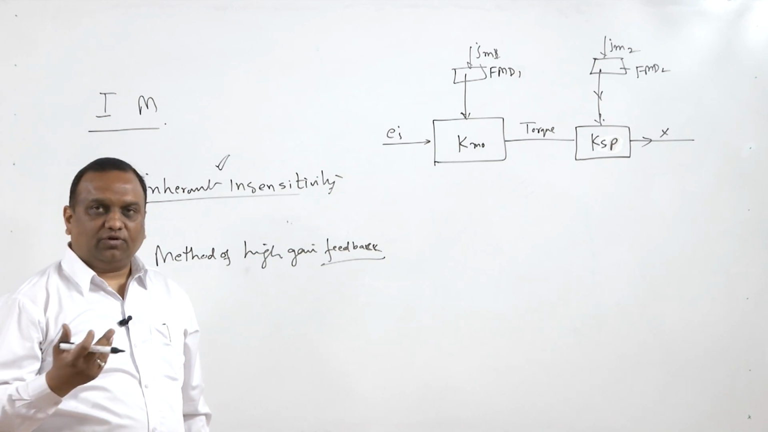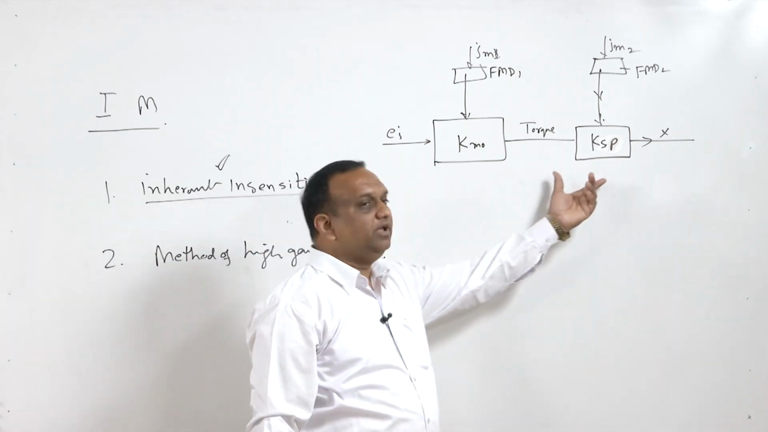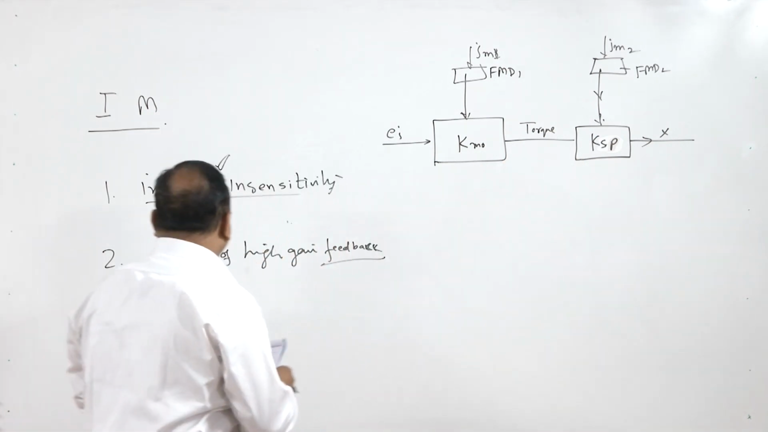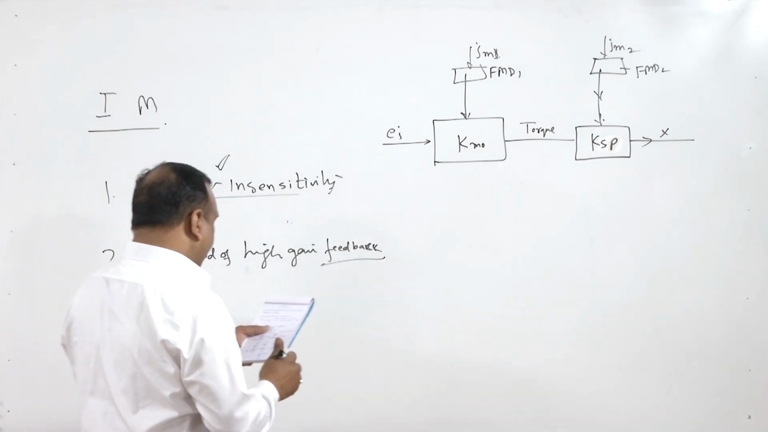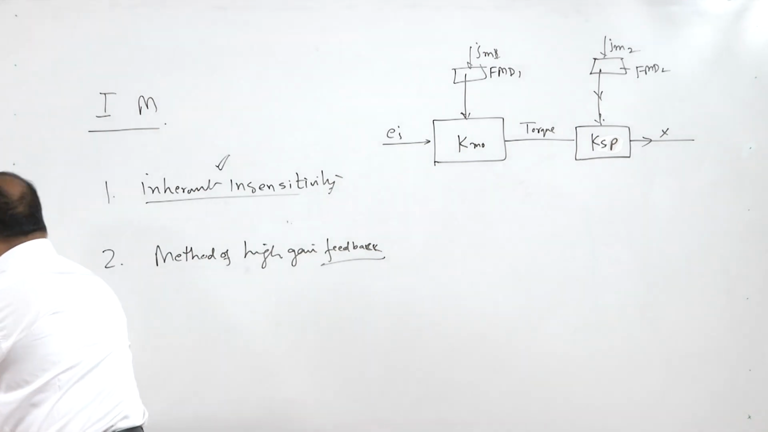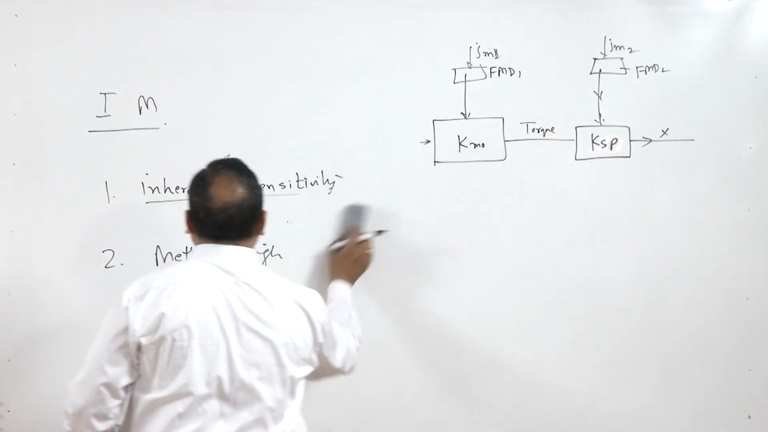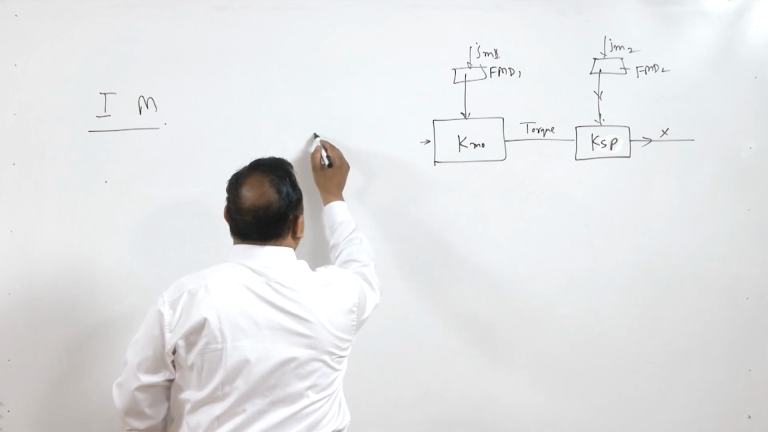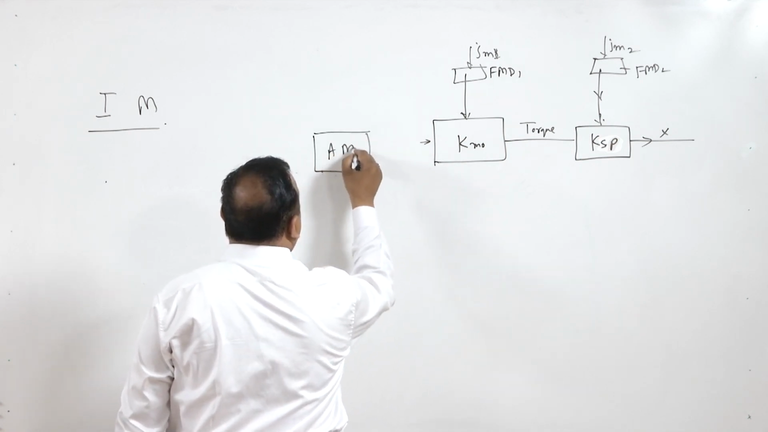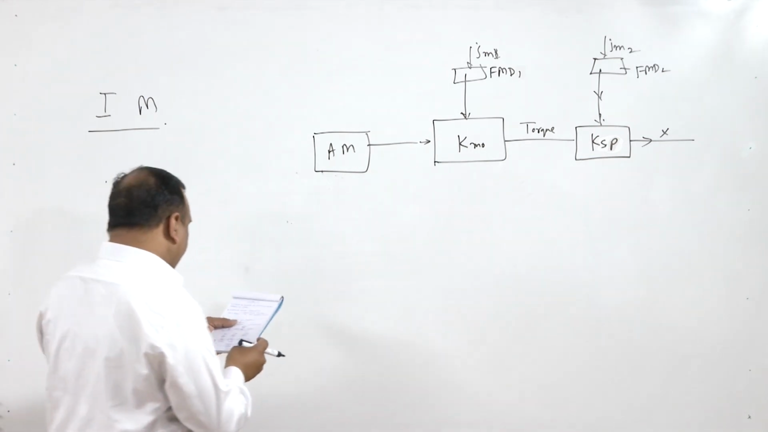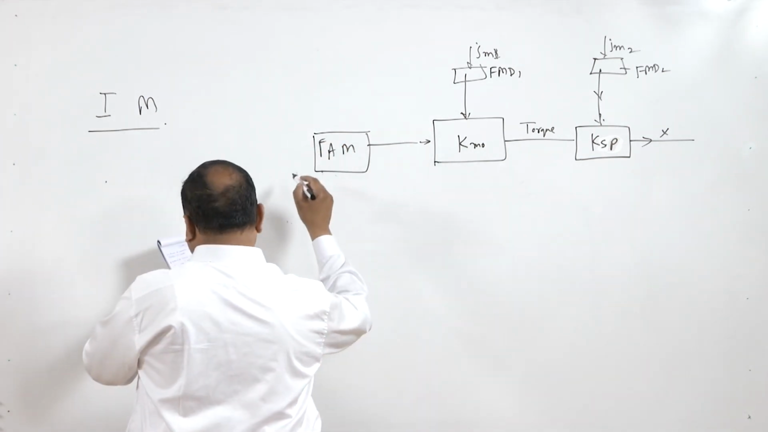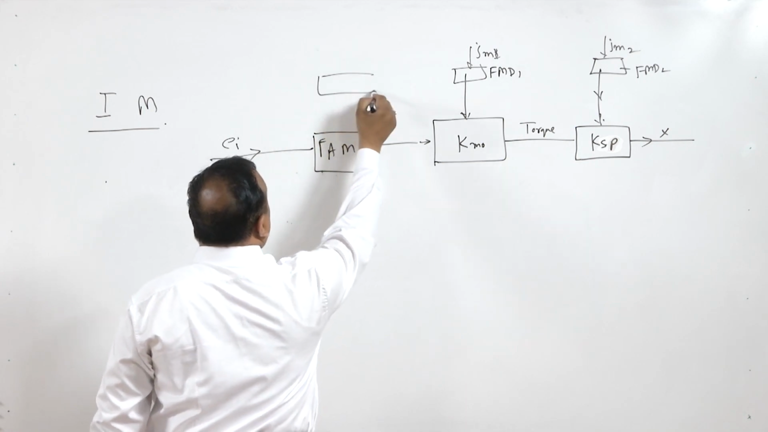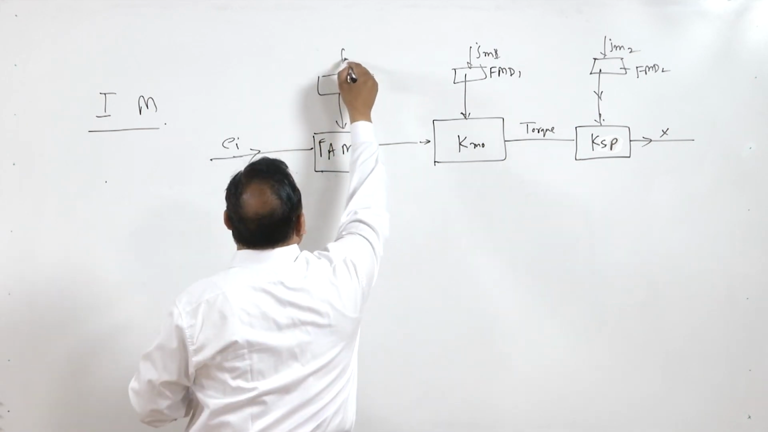Now this problem can be solved. Either we make them inherently insensitive to the spurious input, which is sometimes not possible, right? So the other method is to have high gain feedback. What we can do, we can apply an amplifier. Before this, we can have one amplifier, right? So the amplifier will also have a gain K, and this is E_I. Now this amplifier will also have some spurious input, so this is also I_M3.